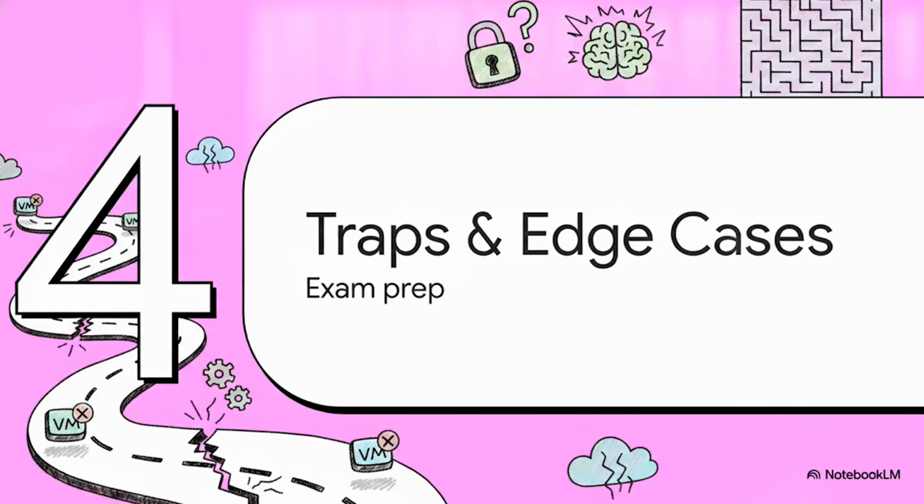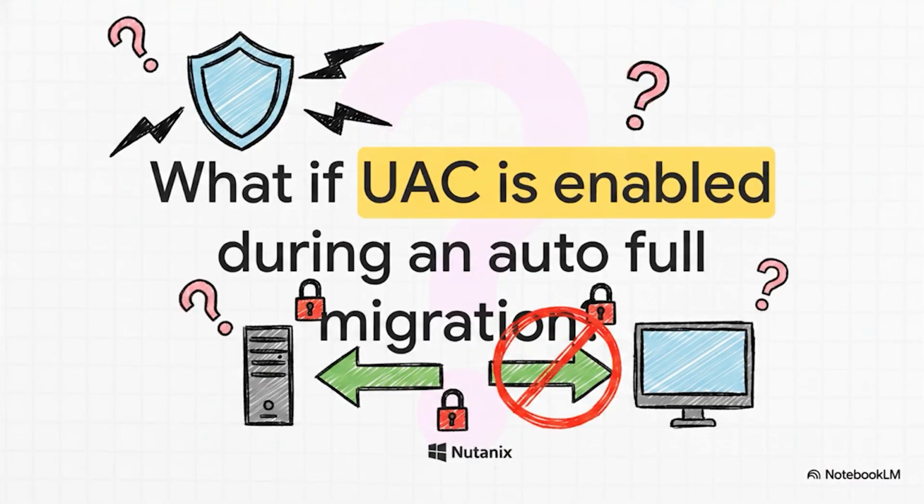Let's pivot to part 4, which is arguably the most important section: exam traps and edge cases. This right here is a classic exam trap, and it catches people out all the time. It deals with Windows security constraints during an automatic full migration. Just think about it for a second. If Nutanix Move is trying to automatically push scripts across the network, how is Windows User Account Control, or UAC, going to handle that? Is it just going to let it happen? And taking it a step further, does the administrator account you're using even have the explicit Windows right to log on as a batch job?